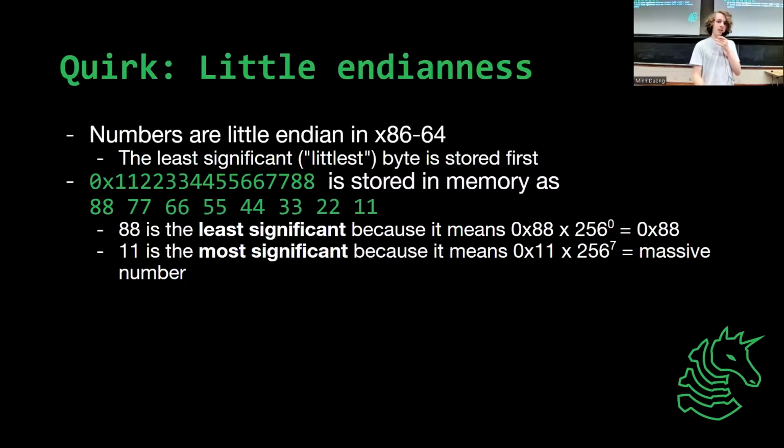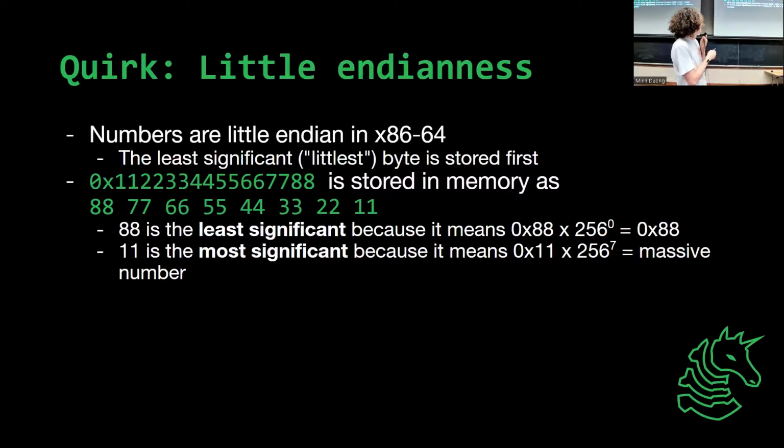This is because in x86-64, for some weird reason, numbers are little endian. I'm pretty sure this is just an arbitrary decision by the architecture, but this is how they're stored. What this means is the least significant byte is stored first in memory. So if you're storing the number 1122 blah blah blah 88, it's going to be stored backwards byte-wise. You're first going to have 88, then 77, then 66, 55, etc.